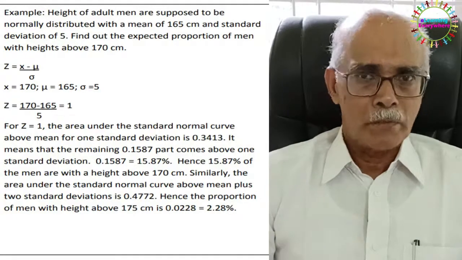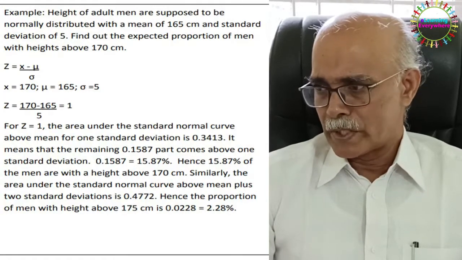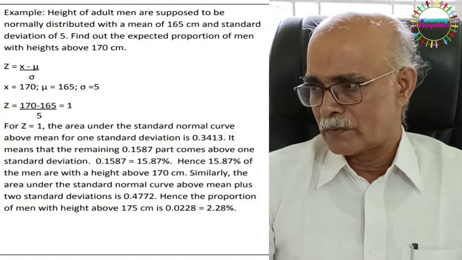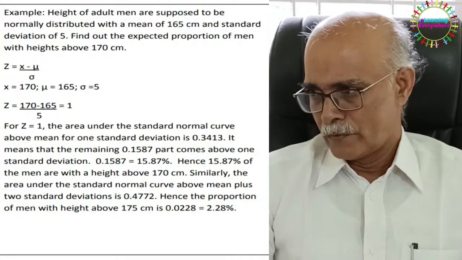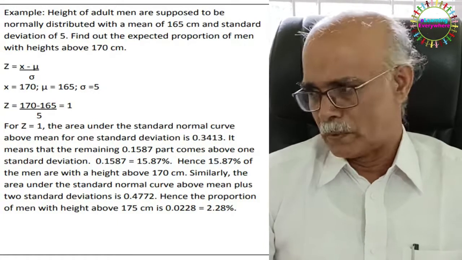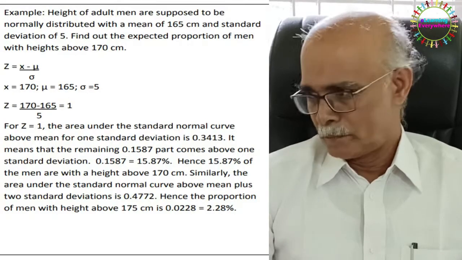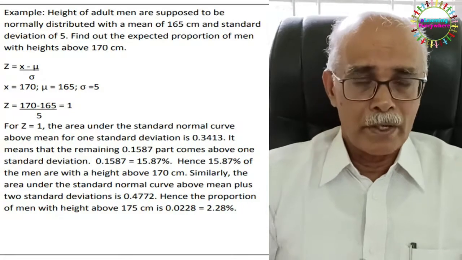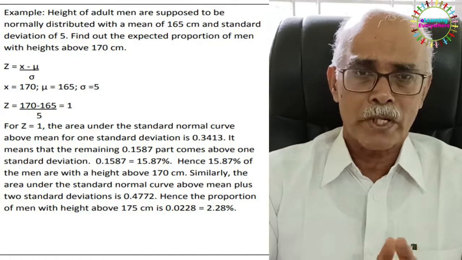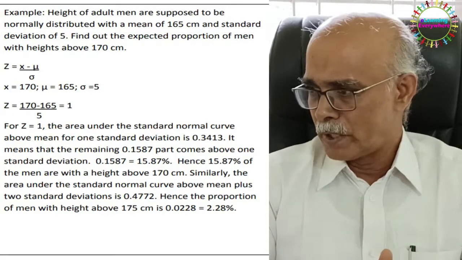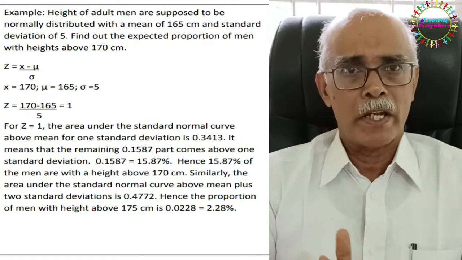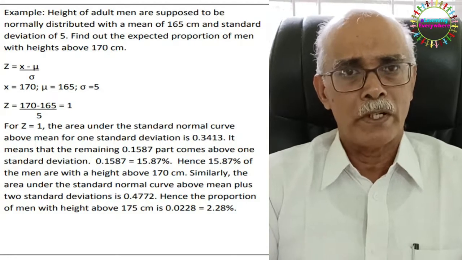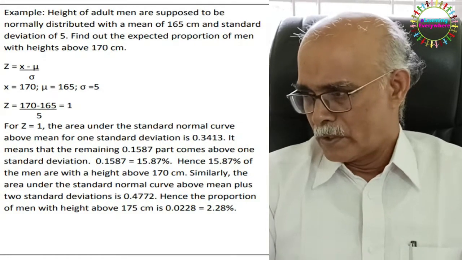And z tables are available, and from z tables you can see that for z is equal to 1, the area under the standard normal curve above mean for one standard deviation, of course below mean also, is 0.3413. It means that in the distribution, you know that mean is the central value if it is a symmetrical distribution, and 50% of the values lie above the mean value, above the central value, and 50% of the values of x lie below the central value.